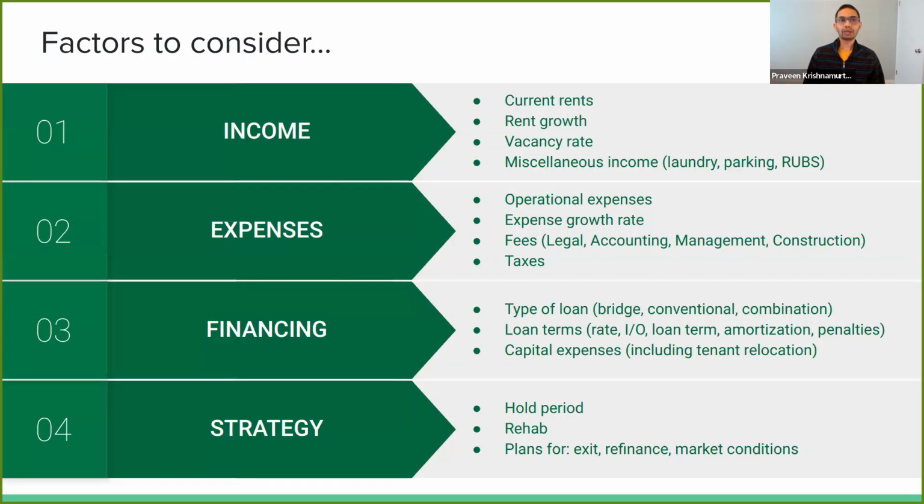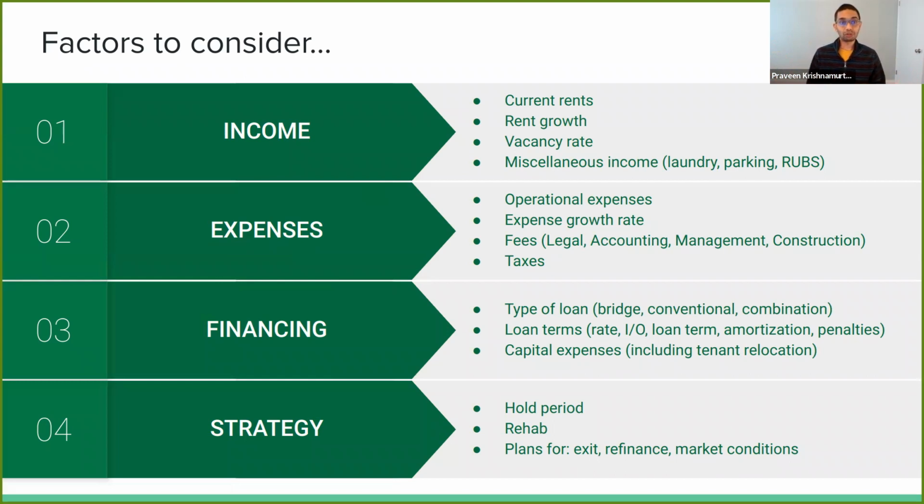With that, let's take a much closer look into what goes into underwriting. I've put in 4 buckets here: income, expenses, financing, and strategy. This is just to kind of wrap your head around it. So let's look at it. Under income, we have current rents. Obviously, what is it earning right now? What is the rent growth potential? What is the vacancy rate? Are there any sources of miscellaneous income like laundry income, parking income, or utilities? So all the factors that deal with income go into one bucket. You have to have a solid grip on that.